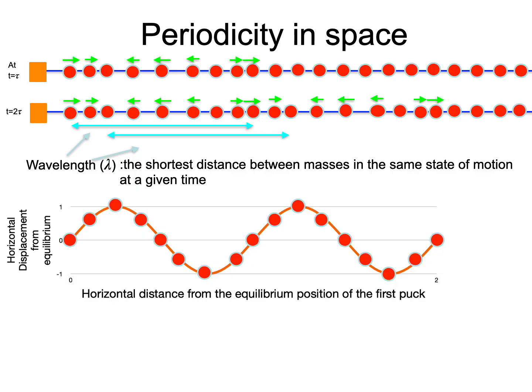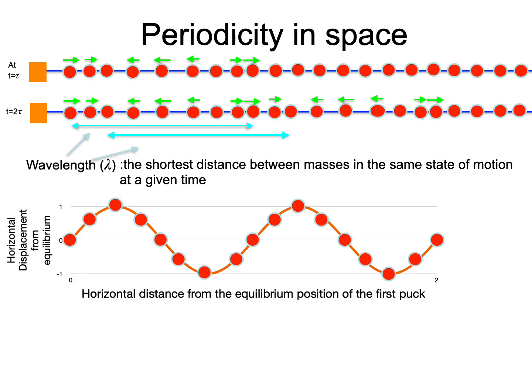The x values of the red dots on this graph are how far horizontally each of the equilibrium positions of the first 17 pucks involved in the wave are from the equilibrium position of the first puck. The y values are the horizontal components of displacement of each puck from its own equilibrium position. They are not vertical components of displacement.